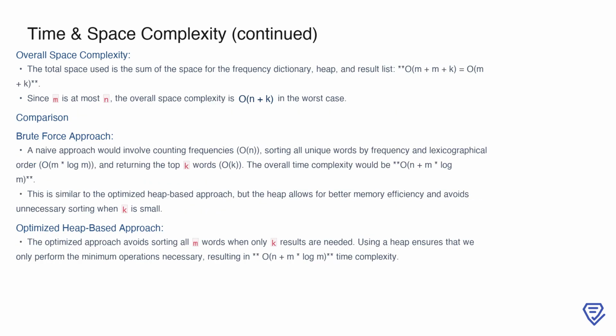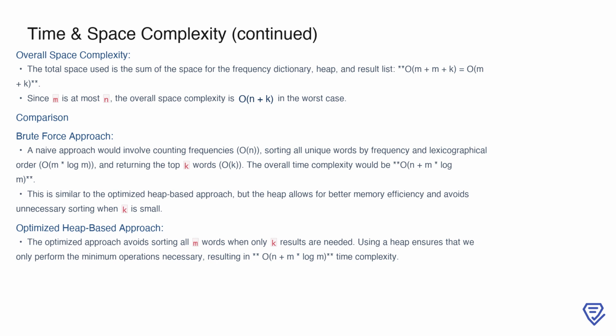Now, considering the overall space complexity, we sum up the space required for the frequency dictionary, the heap, and the result list. This leads to a total of O(m + k) space. Since m is at most equal to n, the overall space complexity simplifies to O(n + k) in the worst case. Comparing this to a brute force approach, a naive solution would count word frequencies, sort all unique words by their frequency in lexicographical order, and then return the top k words.